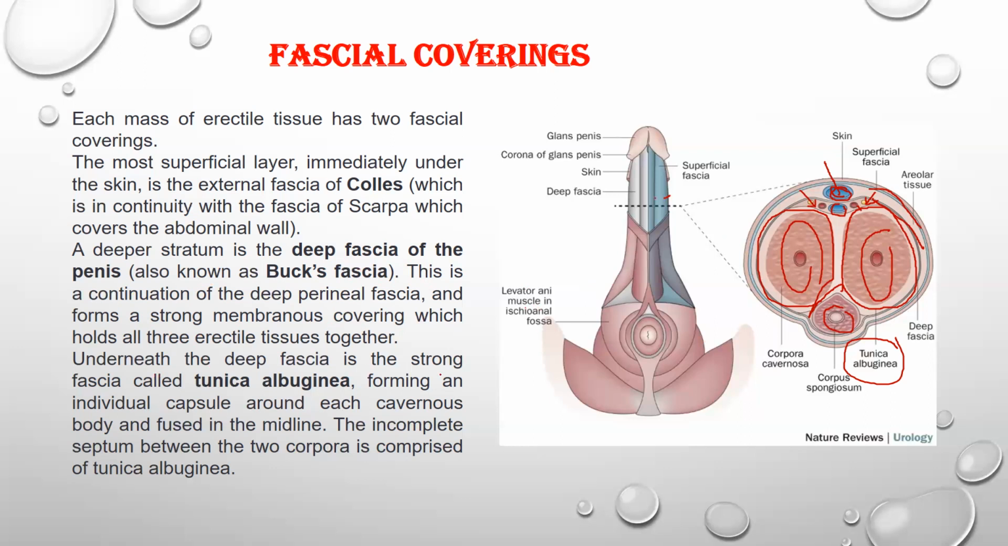Underneath the deep fascia is a strong fascia called the tunica albuginea, forming an individual capsule around each cavernosal body, and it is going to fuse in the midline. The complete septum between the two corpora cavernosa is comprised of the tunica albuginea.